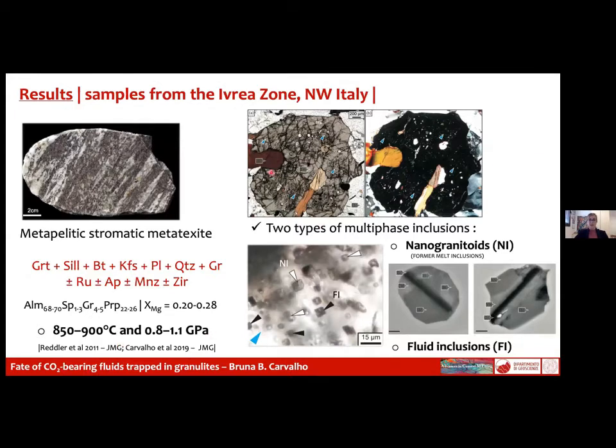And again, as you can see here, the garnet has a cloudy aspect because of the high amount of inclusions that it contains. And again, we see this primary arrangement. When we look closer into these clusters, we see that there are two types of multiphase inclusions. The nanogranitoids, here are some examples. In this case, we often see the presence of graphite, also muscovite and chlorite in these inclusions.